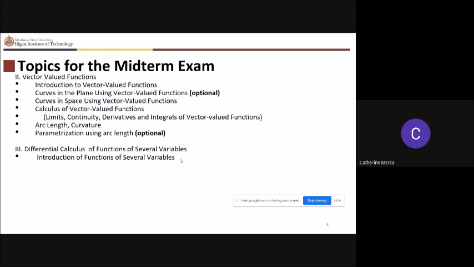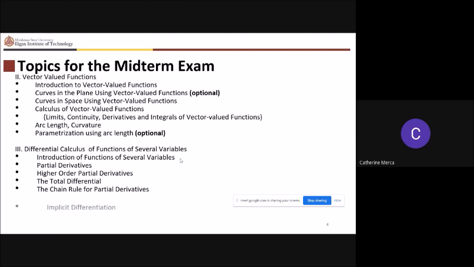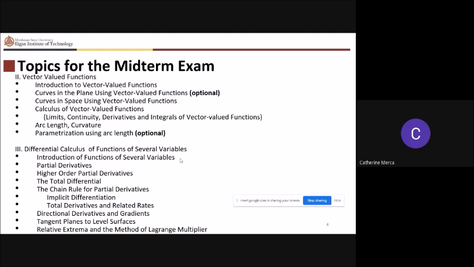Differential calculus for functions of several variables will include the intro of functions of several variables, partial derivative, your higher order, your total differential, chain rule, of course, implicit differentiation, total derivatives and related rates, directional derivatives, the tangent planes, two-level surfaces, and your relative extrema, and the method of Lagrange multiplier.